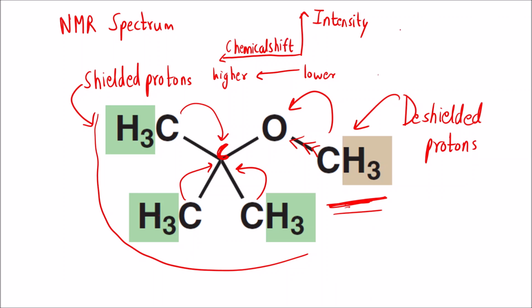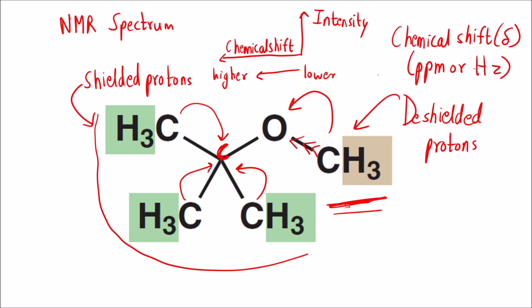Okay, what is the symbol of chemical shift? The chemical shift symbol is delta. And what is the unit? The unit is parts per million or hertz. Okay, it is basically frequency. Now, what does this intensity depend on? First, let us understand the value of chemical shift.